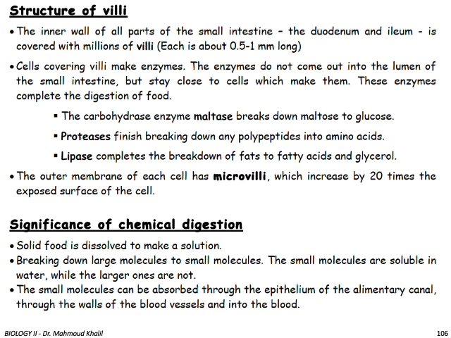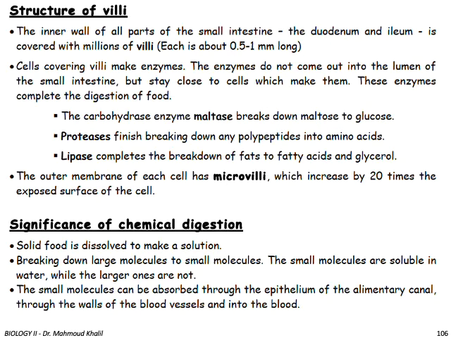What is the significance of chemical digestion? Solid food is dissolved to make a solution. This is the breaking down of large molecules into small molecules to enable them to be easily absorbed. The small molecules can be absorbed through the epithelium of the alimentary canal, through the walls of the blood vessels and into the blood.